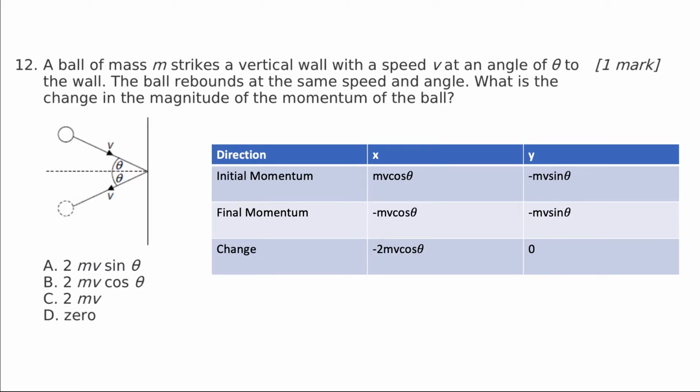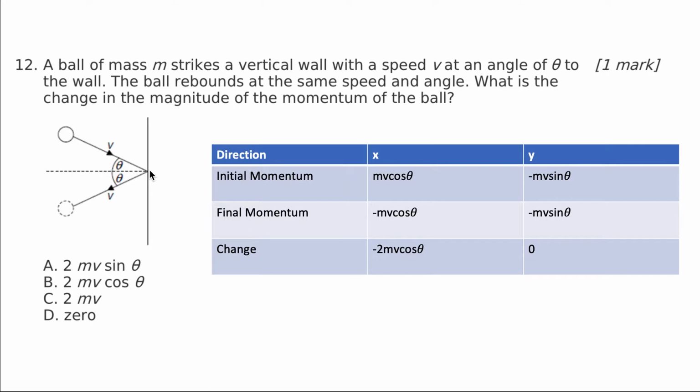Ball of mass M strikes a vertical wall at an angle. What is the change in the magnitude of the momentum of the ball? In this case, what I'd like you to do is think about breaking up into components. If we see here, we've got two directions, x and y. Our initial momentum in the x direction, we're moving to the right with mv cos theta. We're just using our components here. And we're moving down, mv sine theta.